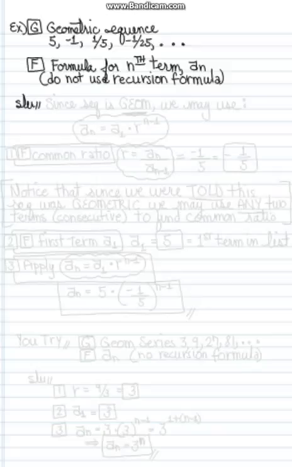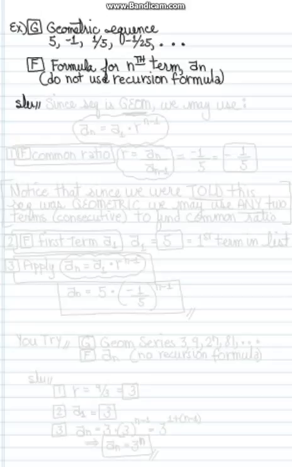Okay, we're told that this is a geometric sequence. Here are the terms in the sequence: 5, -1, 1/5, -1/25, ... This is an infinite sequence. It goes on and on forever. They just gave us the first few terms. Now they asked us to find a formula for the nth term.